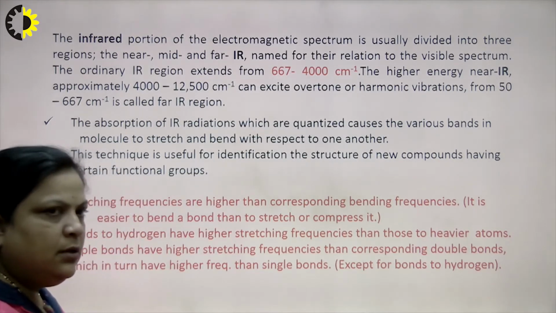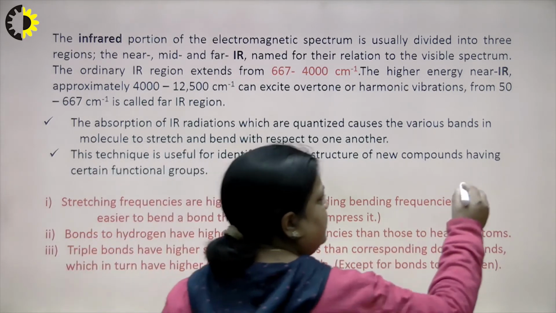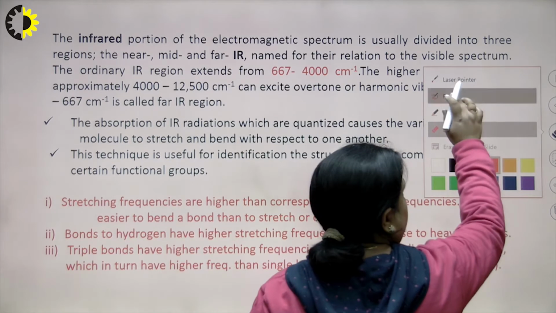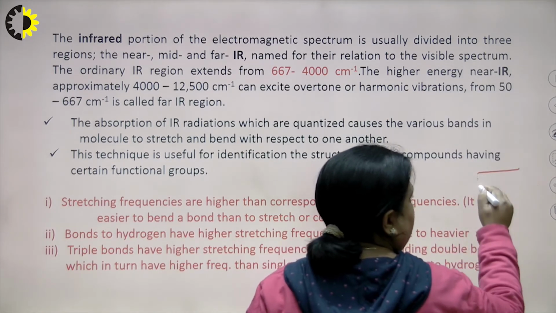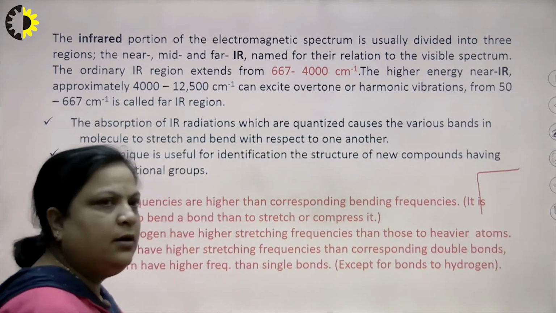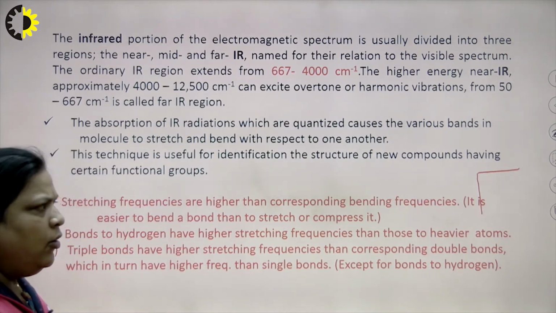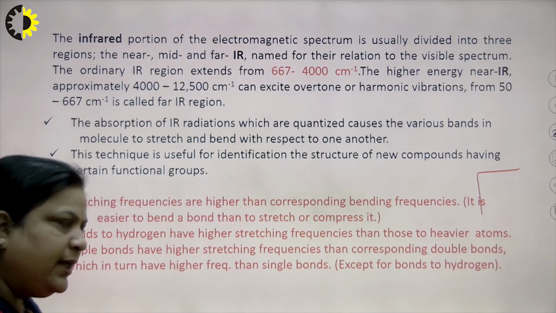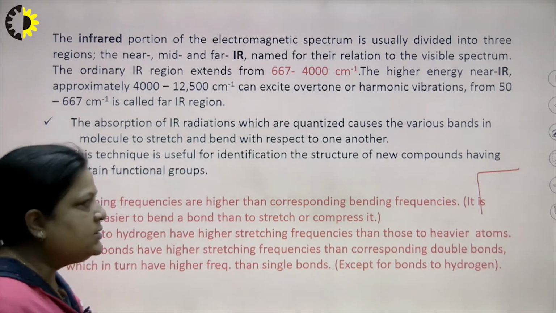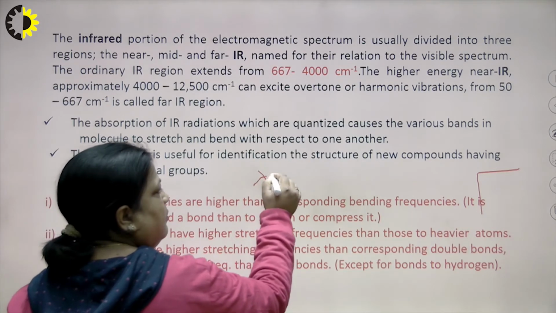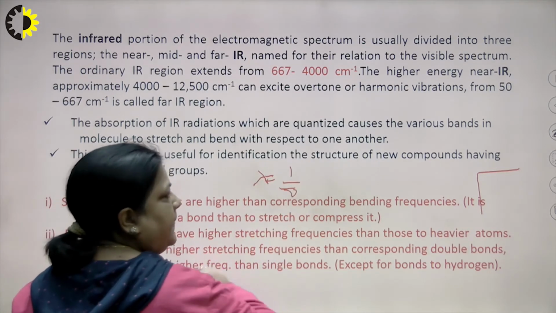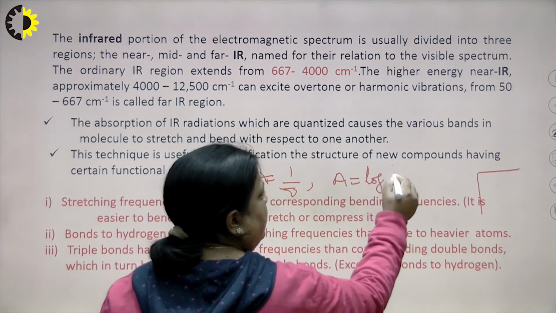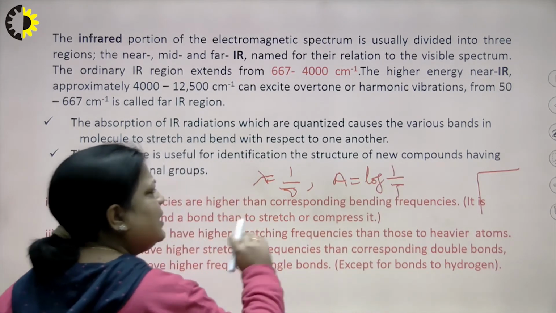Instead of absorption, in IR spectrum we prefer the transmittance, and on this side we prefer wave number. Although wavelength and wave number are reciprocal, if we know the wavelength we can find the wave number, because lambda is equal to 1 upon nu bar, and the absorbance is equal to log of 1 upon T. So, all these things are basically interrelated.